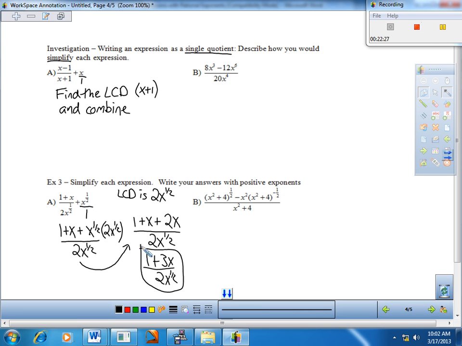Cool. I hope that helps. So again, if you can shortcut this or streamline it a little bit and get to here, great. All right, so that would be two fractions that are really begging to be added or subtracted, and you just do it. LCD, put them together, even if they have fractional exponents. All right, now letter B. What's interesting, guys, is this actually already is in a single quotient.